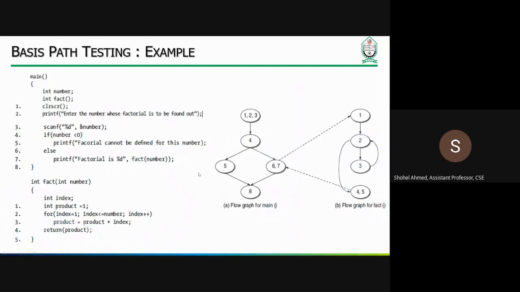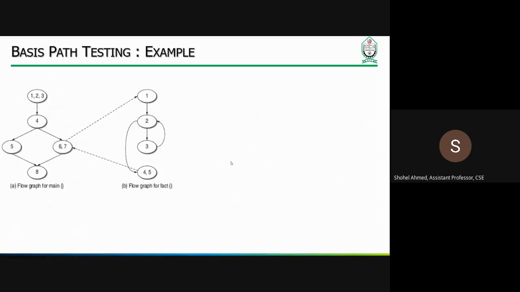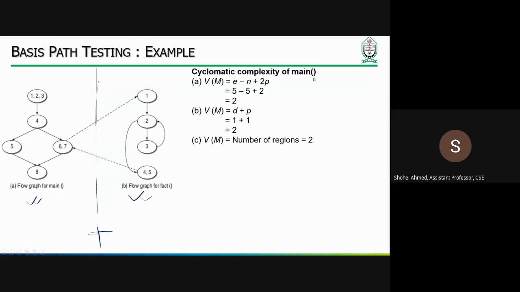Okay, let's move to the next slide. Now we have the graph. According to our principle, we need to calculate the cyclomatic complexity of these two portions separately, one for this one and another for this one. After finding the complexity of these two, we add them together to get the final complexity of this program. We figure out the complexity of the main function using the three formulas that we learned in the last lecture.